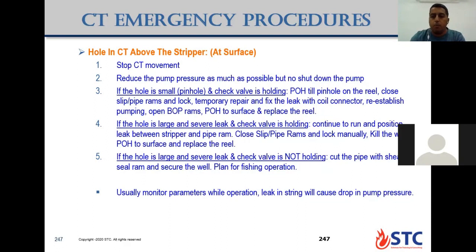This is according to the API. You can only have a temporary fix with a coil connector at the surface in case you need to be able to continue pulling out of the hole safely, not to continue our operation. You need to change the reel completely and replace it with a new one, but we need to continue. So we have a temporary coil connector, re-establish pumping, open BOP rams, and pull out to the surface here.